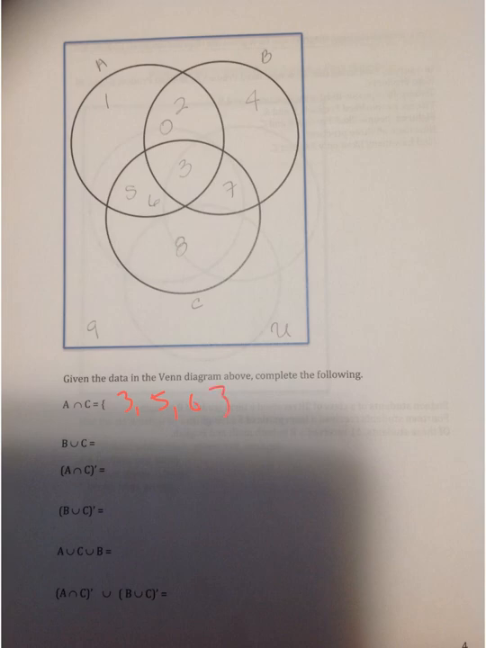This is the union of B and C, so it's everything that's in B and everything that's in C, which is basically almost the entire universal set except for 1 and 9. And so we have 0, 2, 3, 4, 5, 6, 7, 8. And let me just erase this.